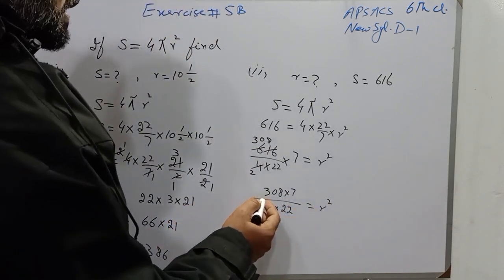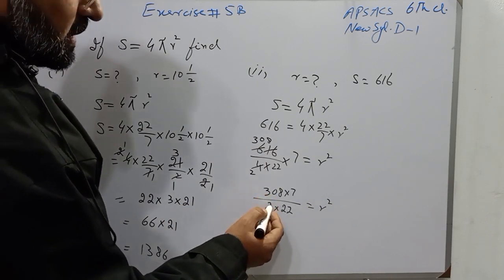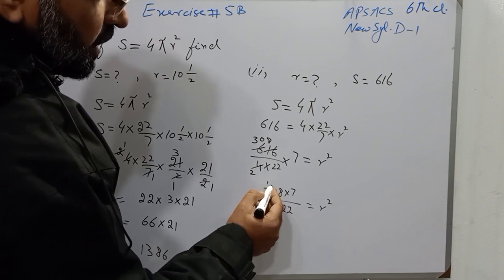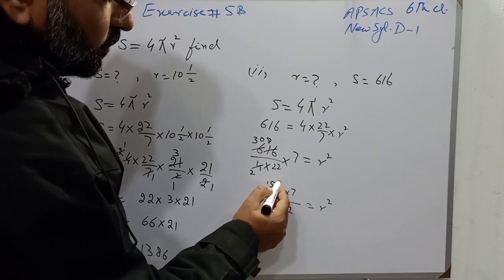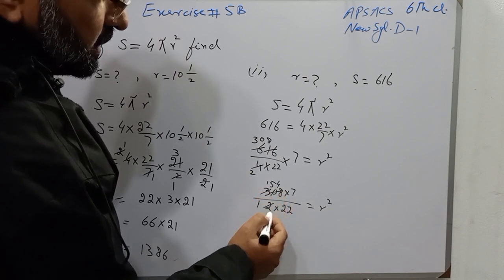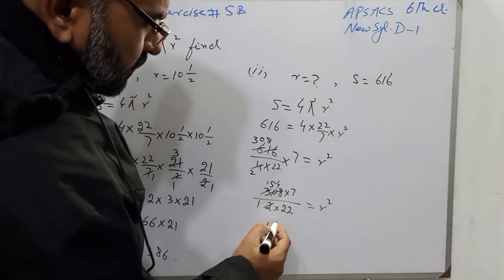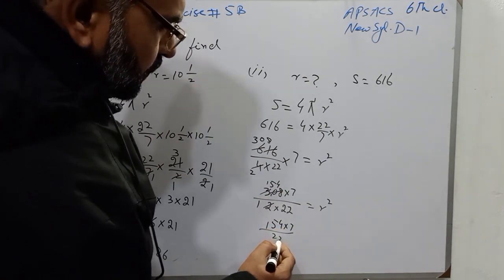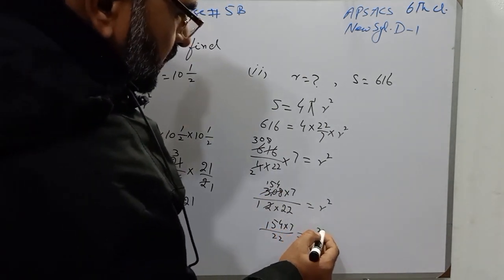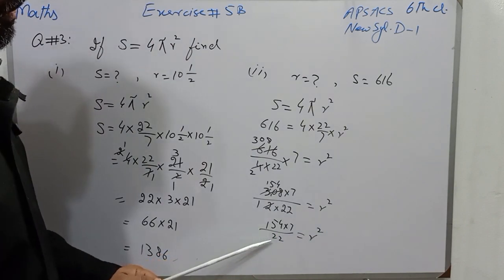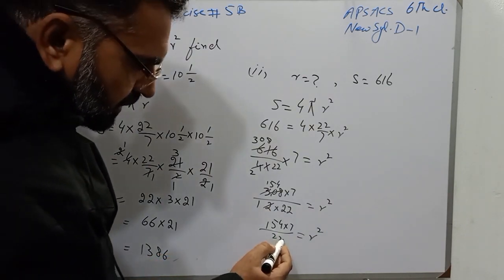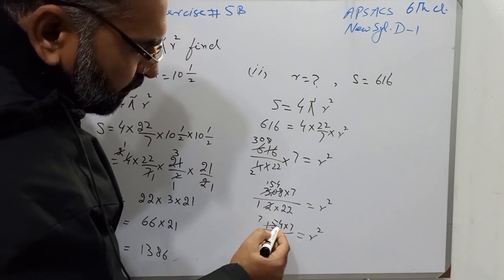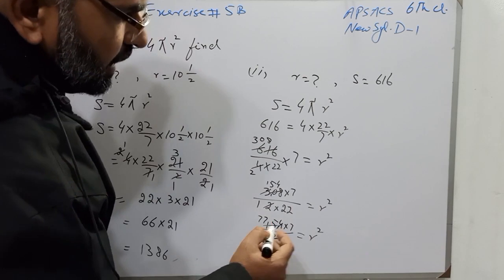Now students, again this 308 can be cancelled with 2, so I will write 2 1s are 2, 2 1s are 2, 1 carry, 2 5s are 10, no carry, 2 4s are 8, and it is written as 154 multiplied by 7 over 22 is equal to r square. Again students, 154 and 22 will be cancelled with the table of 2. 2 1s are 2, 2 1s are 2, 2 7s are 14, 1 carry, and 2 7s are 14.